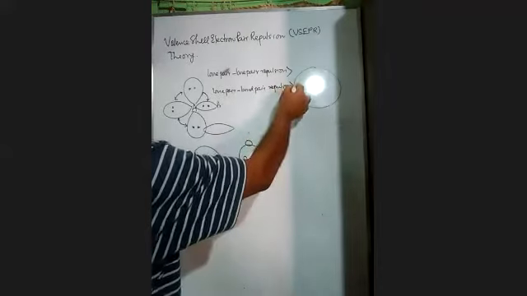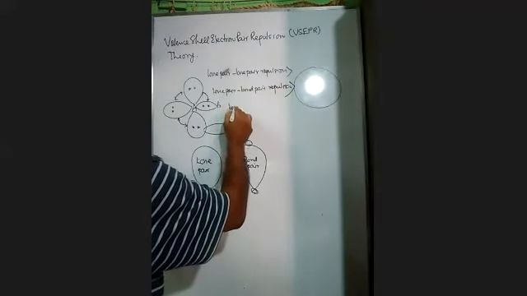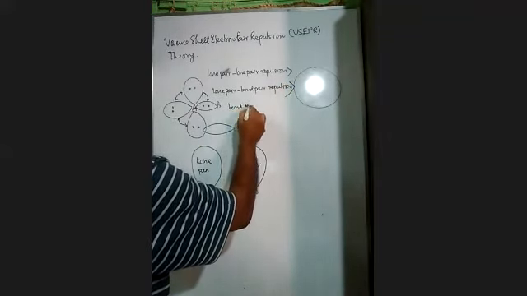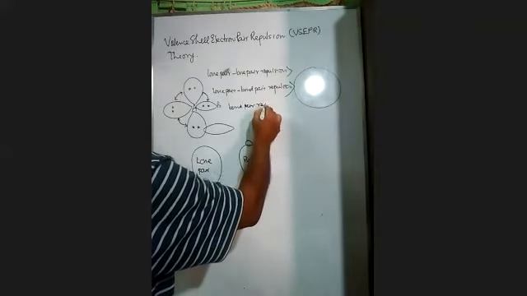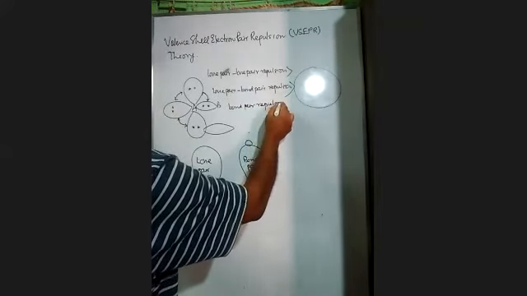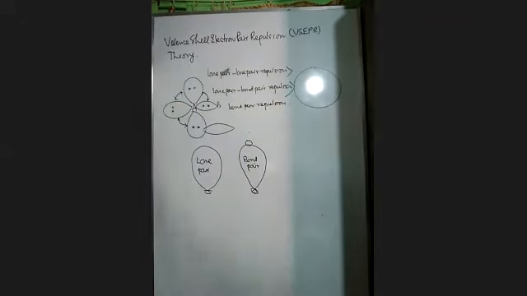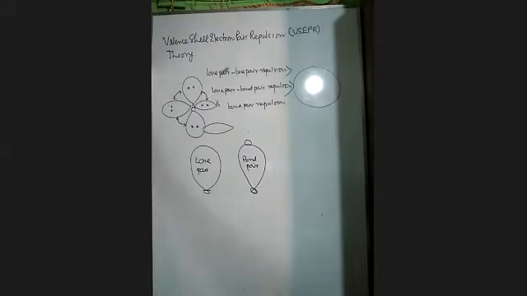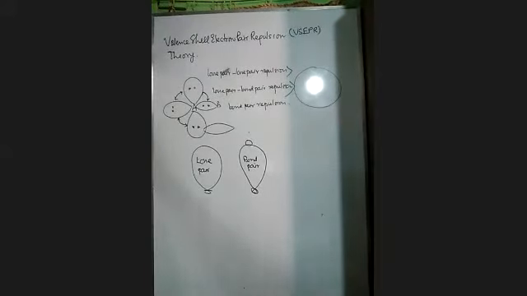And minimum will be the bond pair repulsion. So to avoid repulsion, what does it want to do? It wants to remain far away from each other. If the electrons remain far away from each other, then the repulsion is minimum. See, for this you don't require any sense of chemistry.